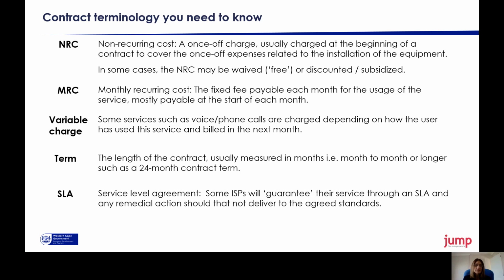And the one is your NRC, or non-recurring costs. So what are the once-off charges? It's usually charged at the beginning of the contract. It's for once-off expenses. It's usually an installation cost. Sometimes they waive it or they discount it, but look at what your contract says, or that service provider requests in terms of that non-recurring cost. Your MRC, your monthly recurring cost, is the fixed fee that you pay every month for using the service. And it's mostly paid at the start of the month, but again, will depend on the particular service provider. So make sure that you understand what that cost is and there's no surprises.